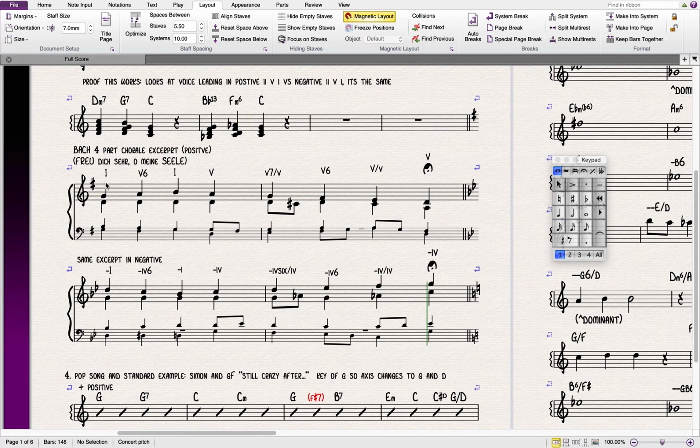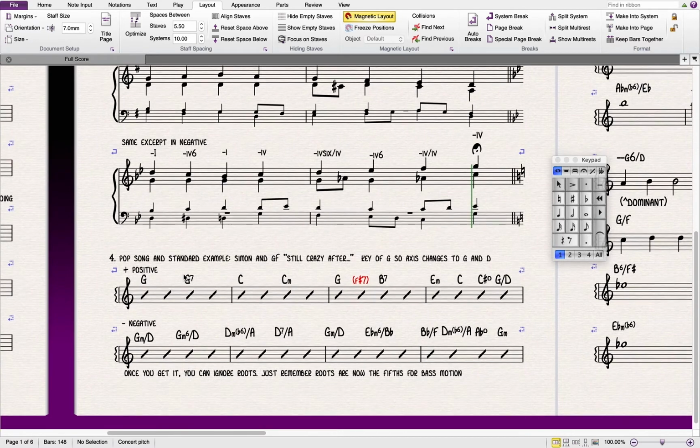Again, it's pretty basic. You know, the 1 is now the negative 1. The 5/6 is now the negative 4/6. The 1 is now the negative 1. And by the way, 5/6, remember, Roman numerals, that just means first inversion. We're not talking about extensions here.